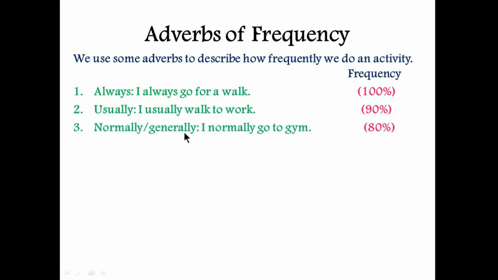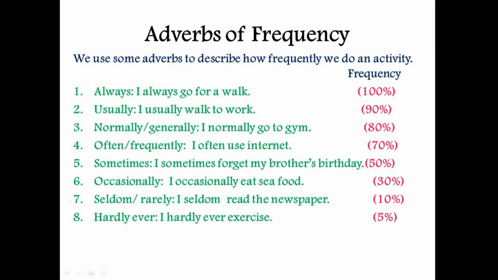Normally or generally: I normally go to the gym. Its frequency is 80%. Often or frequently. You are using often or frequently when you are stressing your point, 70%. Hardly ever: I hardly ever exercise. Its frequency is close to 0%. I never swim in the sea.